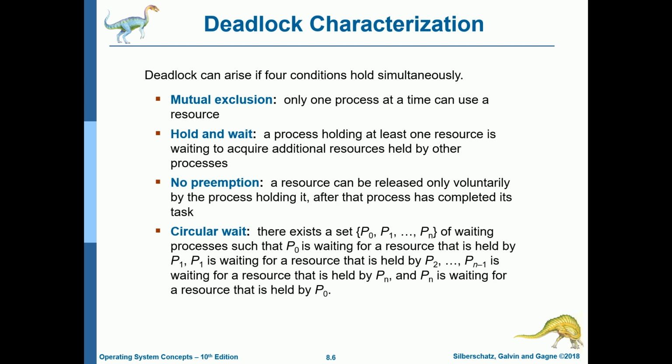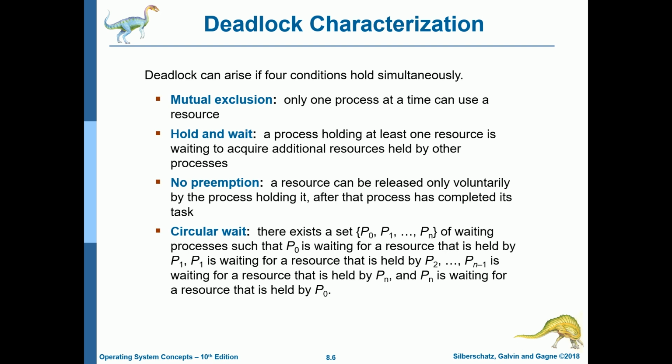Third, no preemption. Resources cannot be preempted. That is, a resource can be released only voluntarily by the thread holding it after the thread has completed its task. And finally, circular wait. Let's suppose that there exists a set of threads, or in this case, processes, P sub 0 to P sub n.